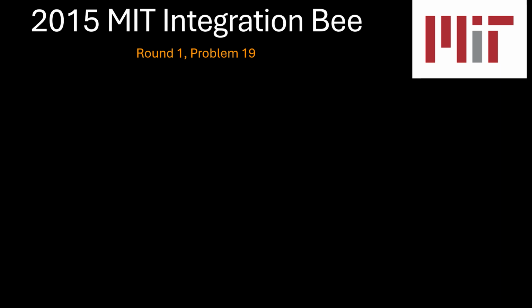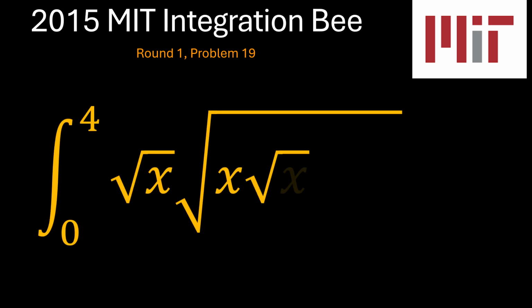We do continue on to problem number 19 of the 2015 MIT Integration B round 1, and that is the definite integral from x equals 0 to x equals 4 of the product of the square root of x and the square root of x times square root of x plus 1. Certainly an interesting problem. Let's see how we may be able to solve it.